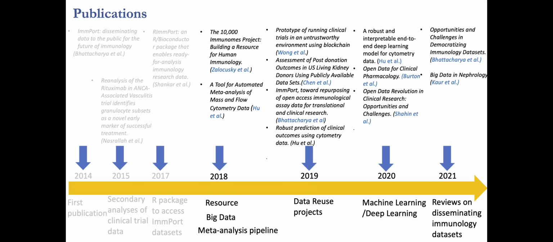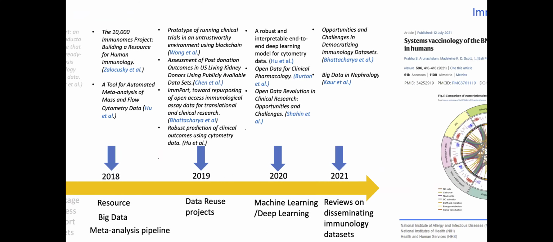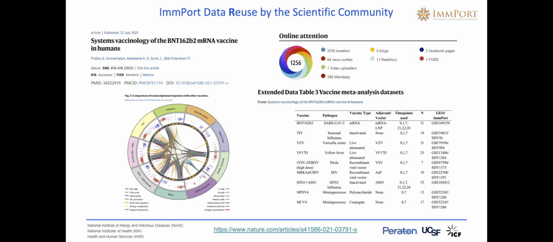So as you can see, there are a lot of opportunities from these open access data sets. Previously I showed you all that we have done, but there are also researchers outside of the ImmPort team who have leveraged ImmPort data. When we were in the pandemic, there was a group from Stanford, from Bali Pulendran's lab, who looked at some of the data sets from ImmPort. As you can see here, we have data sets for flu, varicella, VZV, yellow fever, Ebola, HIV.